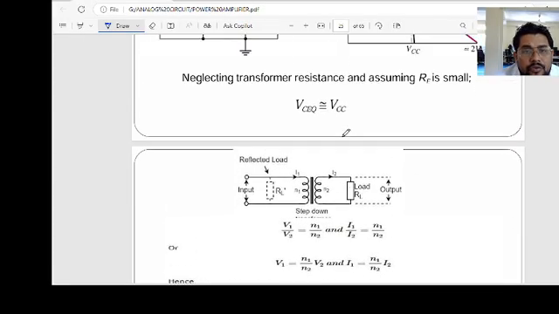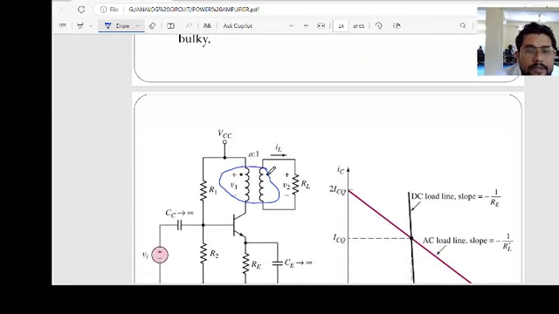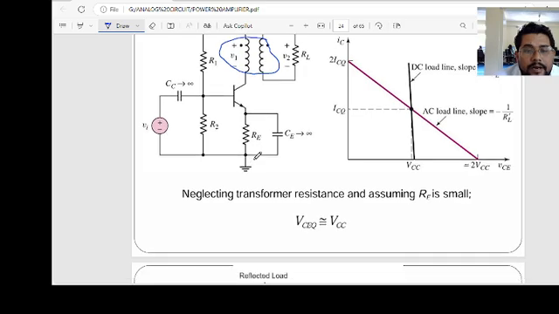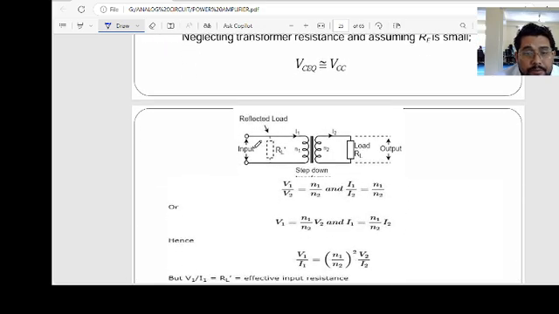What is new here is the transformer coupling. Suppose this is the input and RL is there, with N1 number of turns on the primary and N2 number of turns on the secondary. This is the primary coil, where current I1 is flowing. Here current I2 is flowing, and this is the load. So we know the concept of a transformer.